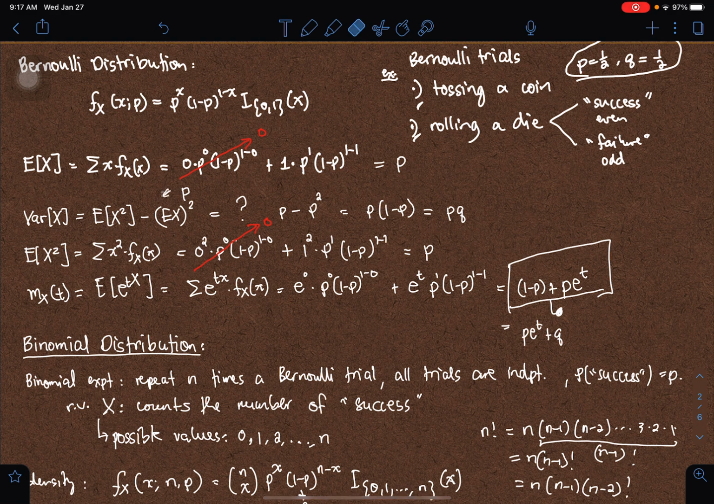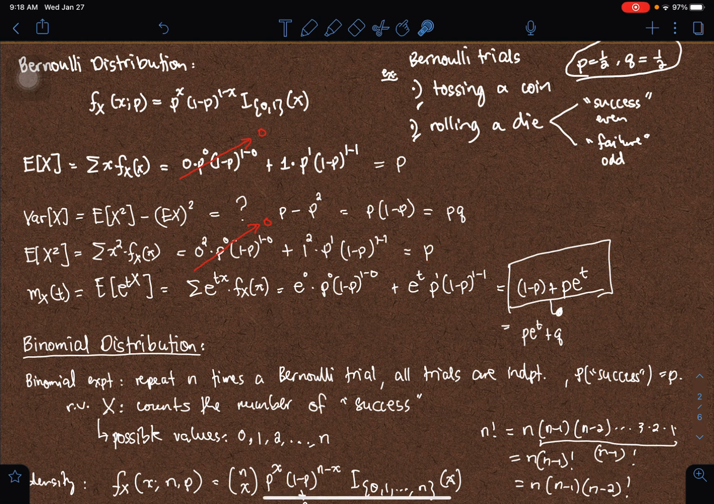Anyway, I've already written it here. Let's just erase that. Next, for the variance, we need the expected value of x squared, which is given right here. So it's the sum of x squared times the corresponding probability. When x is 0, we'll have 0 squared times that probability, which is just 0. And 1 squared times p to the 1 times 1 minus p to the 1 minus 1, and that is also equal to p.